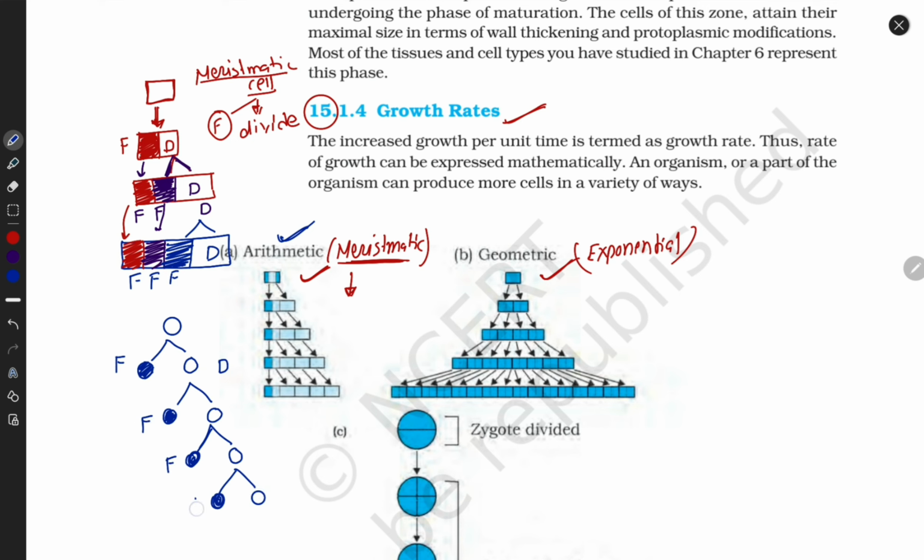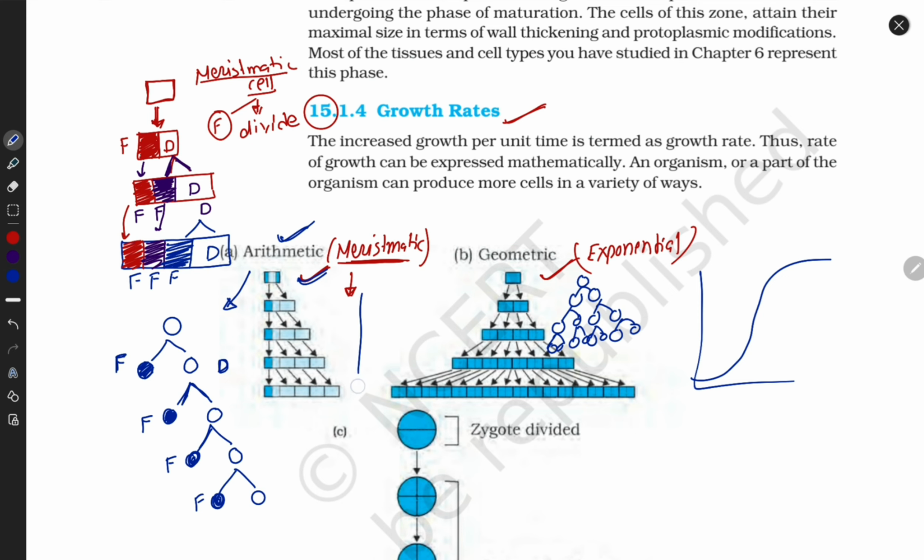So the meristematic arithmetic growth rate looks like this formula. One is a dividing cell, one is a functional cell. Then again the dividing cell divides into two parts, a functional cell and again a dividing cell. So this is the arrangement of meristematic arithmetic growth rate. And now what is exponential? This is the normal one. One cell divides into two, no function, nothing, it doesn't stop. Then again it divides into two, and this cell again divides further into two. Guys, this is the orientation, this is the exponential, and this is the arithmetic.